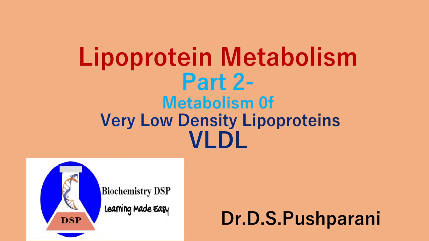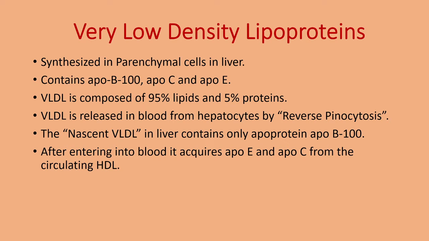In this video, I'll be explaining about the metabolism of very low density lipoproteins, VLDL. Very low density lipoproteins, VLDL, are synthesized in the parenchymal cells of the liver. It contains apoprotein B100, apoprotein C and apoprotein E. This VLDL is composed of 95% of lipids and 5% proteins.